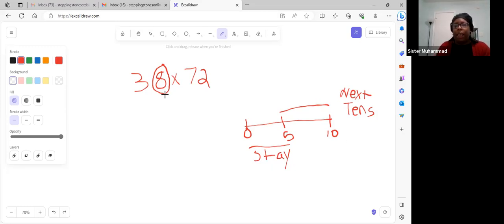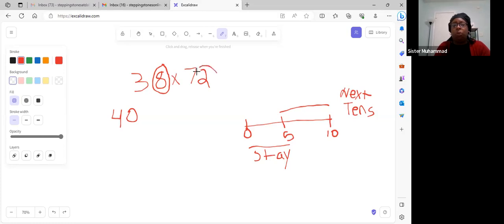So we have 38. Is 38 between 0 and 4, or is it between 5 and 10? Well, we know 5, 6, 7, 8. So that means it's between 5 and 10. That means we're going to take 30 to the next tens. And if we count by tens, 10, 20, 30, 40, the next tens is going to be 40. Okay? Then we look at our 72.